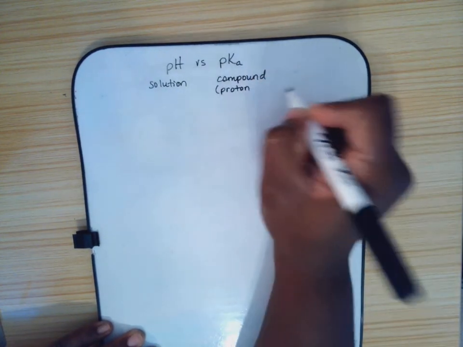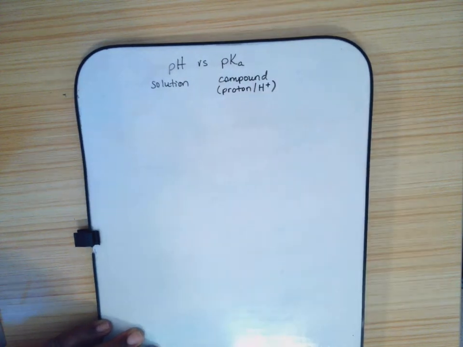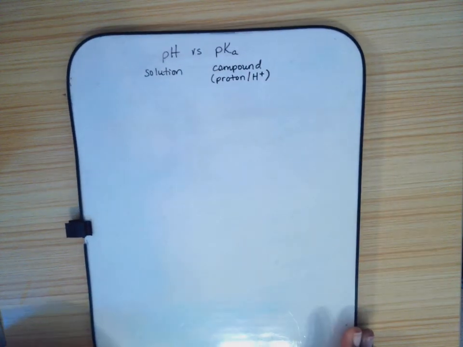it is measuring the acidity of a proton within that compound. A proton is simply a hydrogen ion, so a hydrogen that has a +1 charge because it's lost an electron. And so how easily that proton is removed or lost is what determines the pKa.